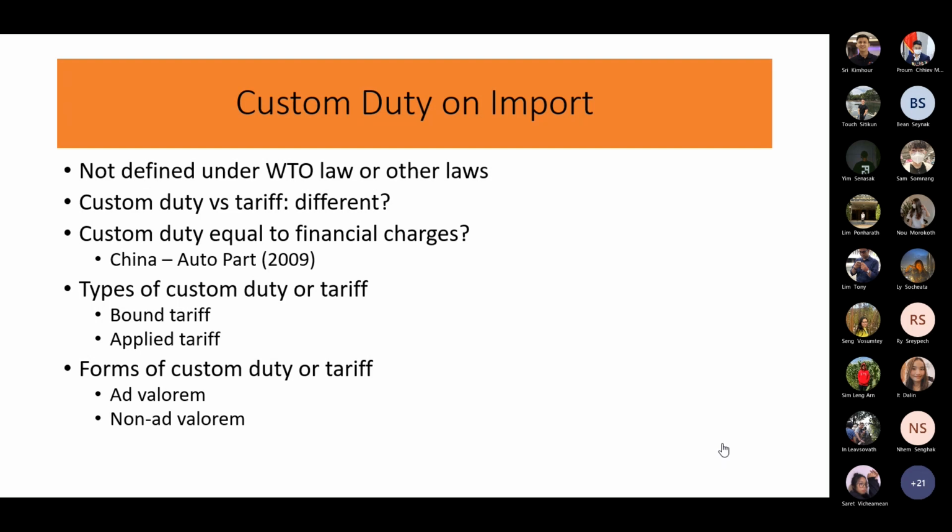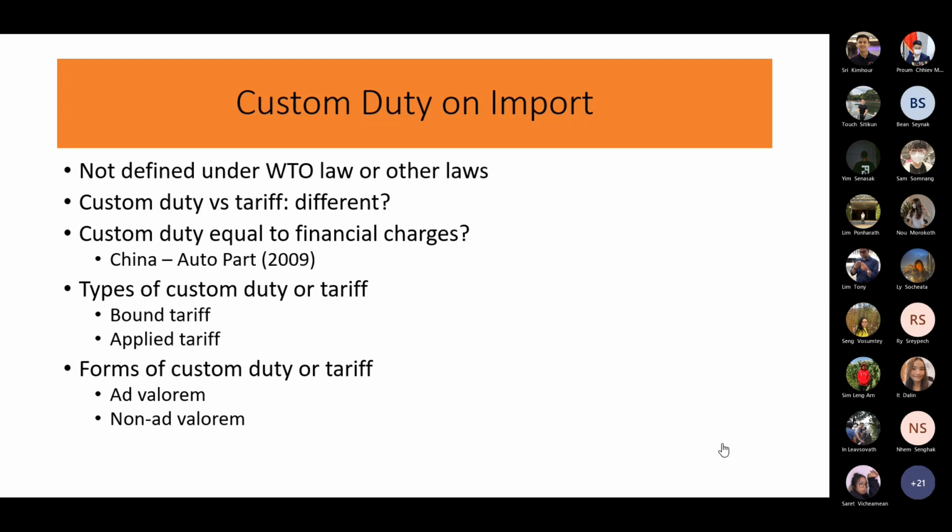But in nature, the work of a custom officer is to be stationed at the border. So custom duty means the duty that is paid at the border, paid to the custom, that generates customs revenue for the government. So custom duty and tariff are not different; they are the same. But the question is: is custom duty equal to financial charge? But a financial charge here is not something that is always applied at the border.